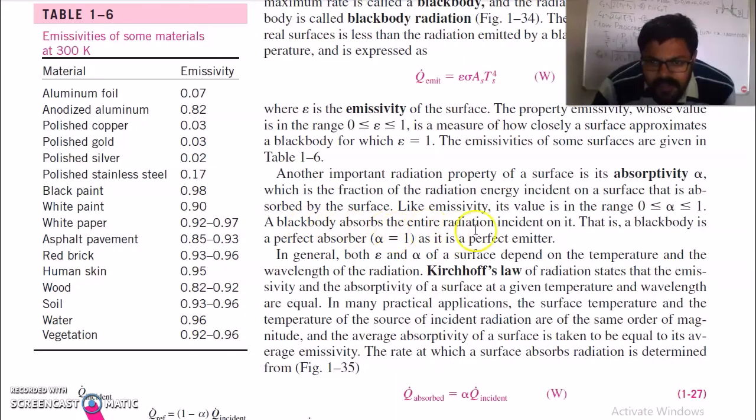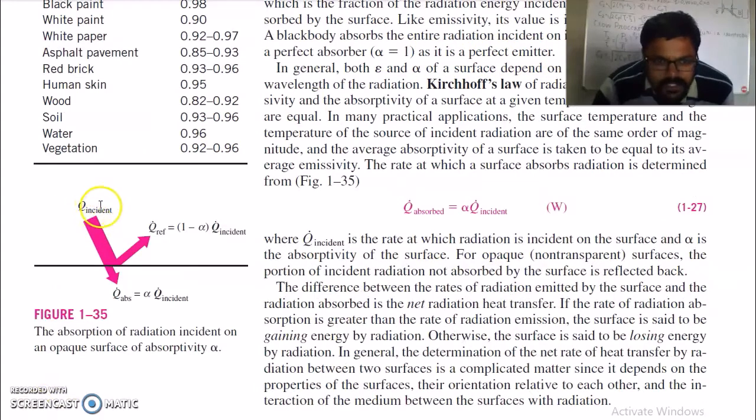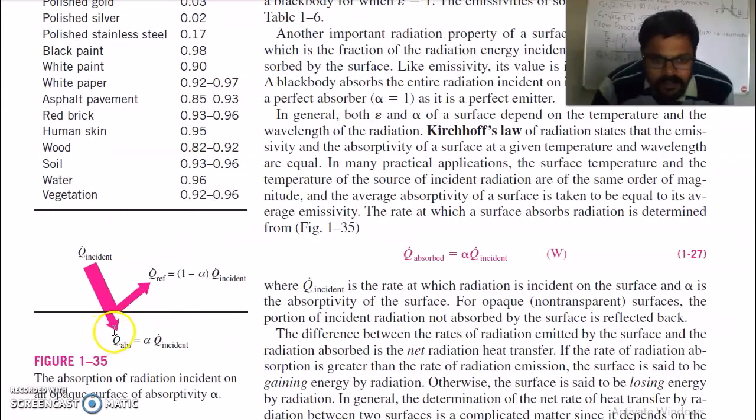A black body absorbs the entire radiation incident on it. That is, a black body is a perfect absorber, alpha is equal to 1, as it is a perfect emitter. So this Q incident is the amount of radiation which is incident on this surface. Q absorbed is equal to alpha into Q incident, where alpha is the absorptivity of the surface, and part of the radiation is reflected back, which is (1 minus alpha) into Q incident.